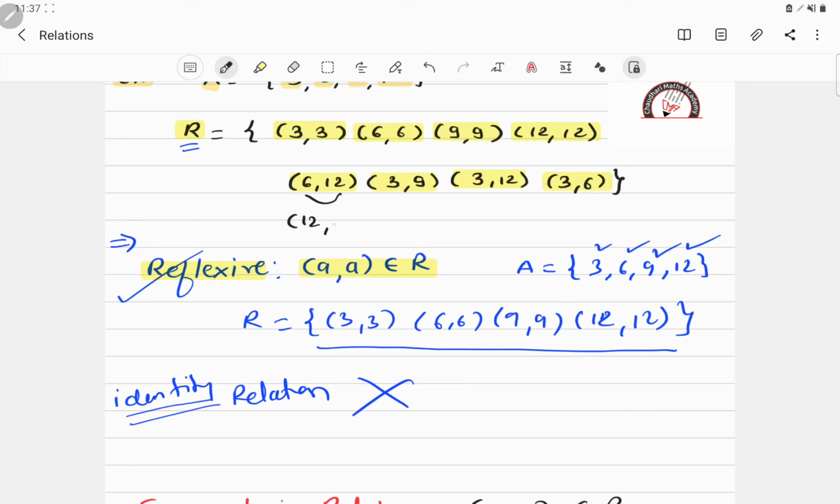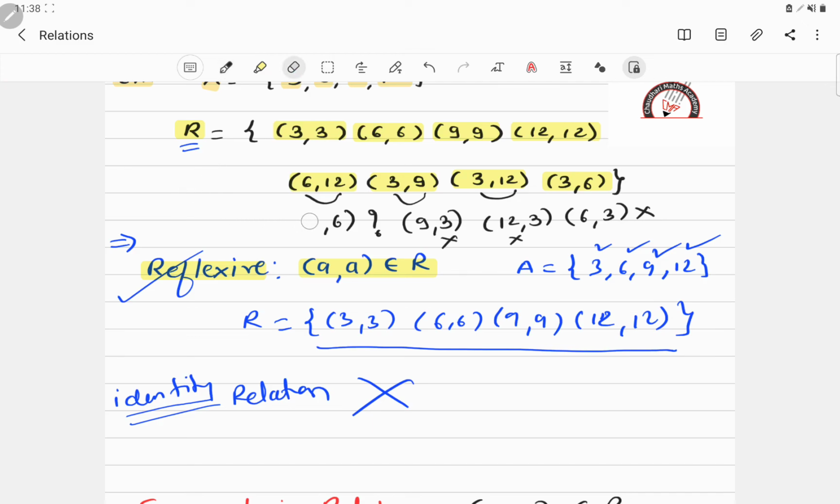Then cross check whether 12 comma 6 is present in that relation or not, and you will observe 6 12 is present in the relation, but 12 6 is not present in that relation. Right? Okay, what about 3 9? 3 9 is present in the relation, but 9 3 is not a part of that relation. Right? 3 12 is present in the relation, but 12 3 is not a part of that relation.